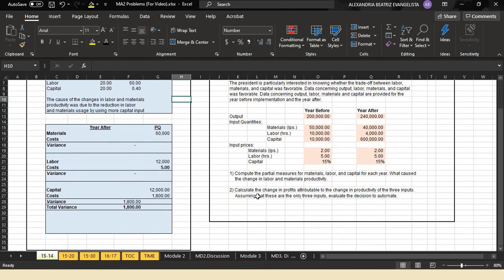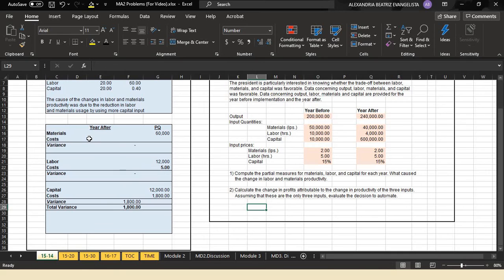And now let's proceed on to the second requirement, which is to calculate the change in the profits attributable to the change in productivity of the 3 outputs, assuming that these are the only 3 outputs, and evaluate the decision to automate. So for this one, if you could remember the 3-way variances that correspond to the growth, PRC and productivity. So in computing for the second requirement, we are just concerned with the productivity component. So for this one, we're just going to compare the year after and the PQ.